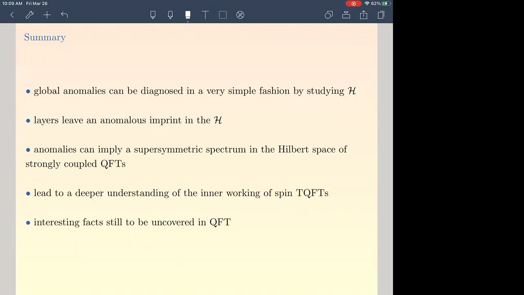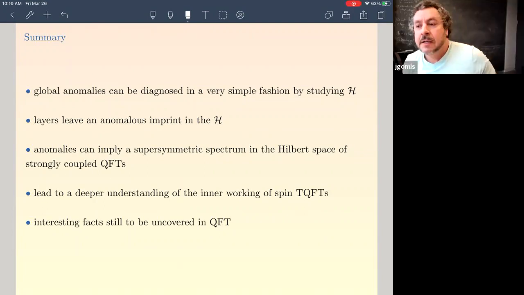So may I ask a few questions regarding this? So what about the Witten SU(2) anomaly in 3+1 dimensions? Beautiful question.